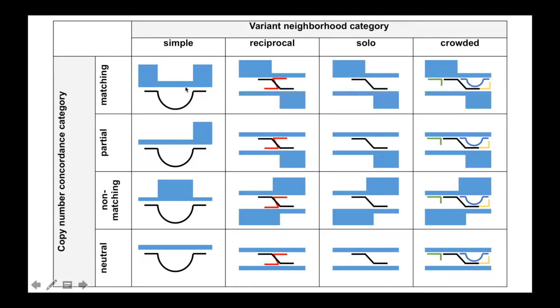So this is simple. A reciprocal variant is one that has another variant with the exact opposite strands that are within 10 kb of where this focused variant is. And so here we show the other variant in red. The variant that we're focusing on is shown in black. Because they have opposite strands and they're within a short distance of each other, that makes them reciprocal.